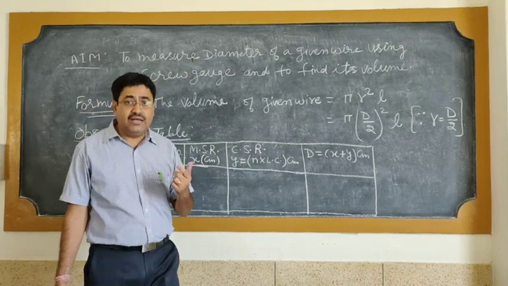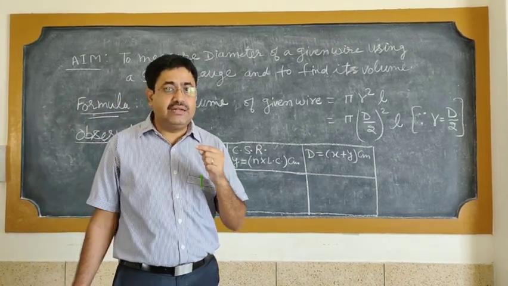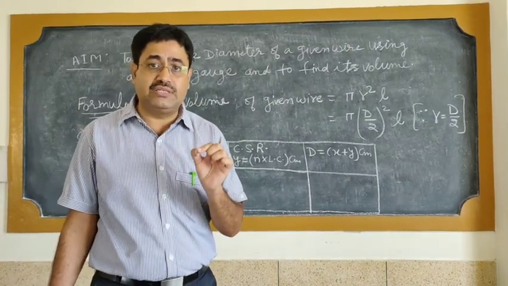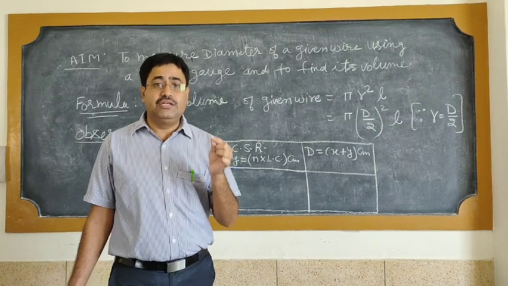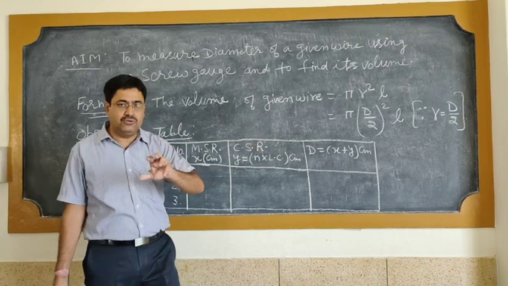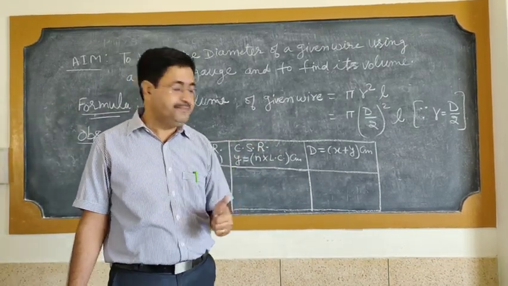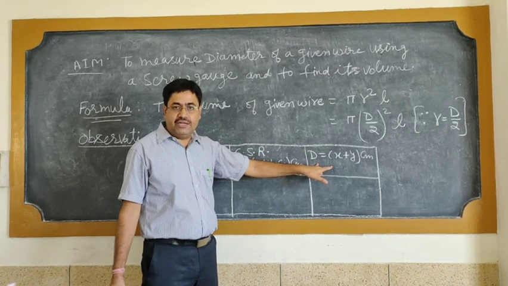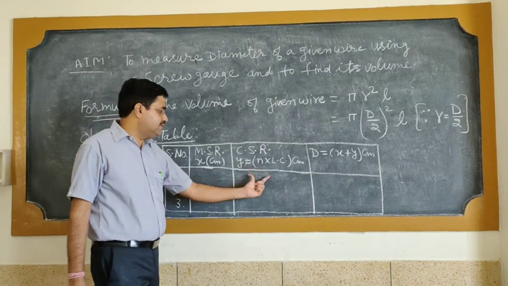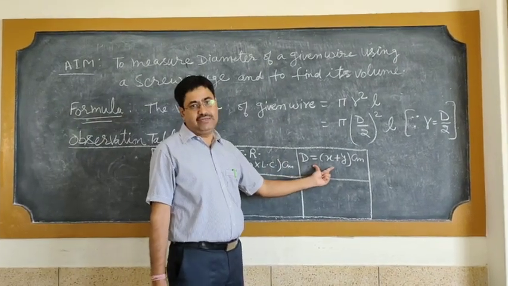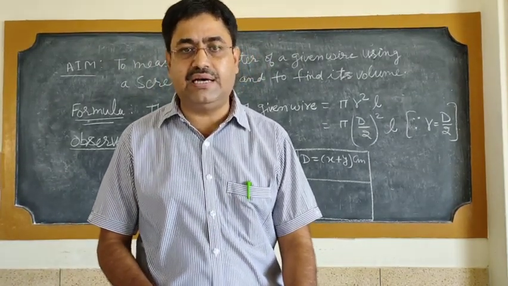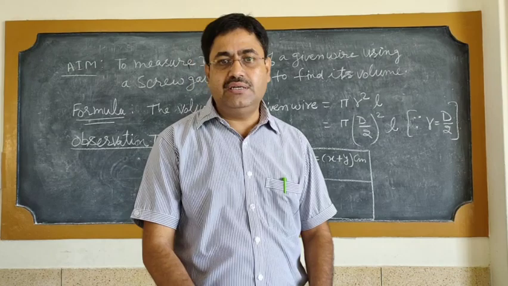And what is the N here? I will tell you. N is the number on the circular scale which coincides with the reference line. Suppose it is the 25th. What is the value of N? 25 into 0.001 centimeter. I will tell you when we take the reading. Don't worry. Now you know diameter equals X plus Y. If we add both the readings, main scale reading and circular scale reading, we get the diameter. And we take 3 readings. So now I am showing you how we take the reading for its diameter.